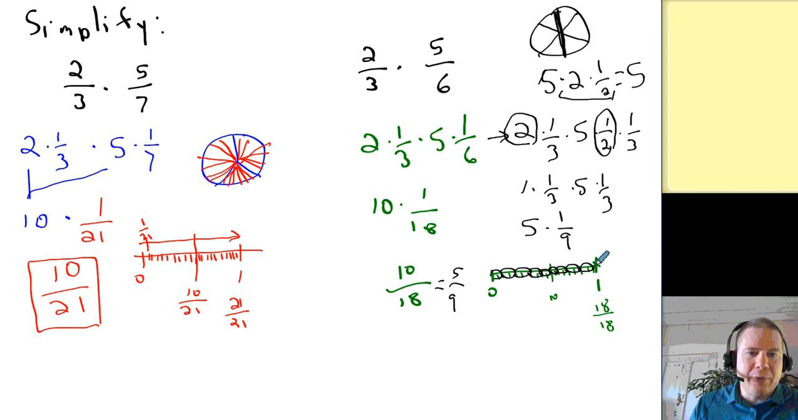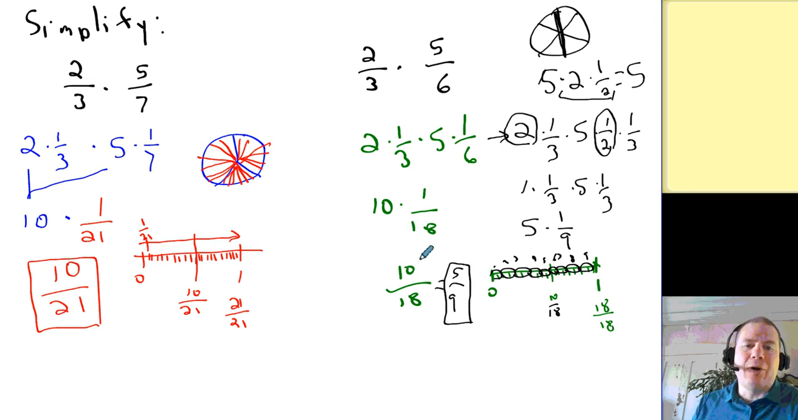All right, how many of these black circles did it take me to get exactly to 1? 1, 2, 3, 4, 5, 6, 7, 8, 9. And how many black circles did it take to get to my 10/18ths? 1, 2, 3, 4, 5. 5/9 is equivalent to 10/18ths. How do we get from here to here? We recognize that 10 is 5 times 2 and 18 is 9 times 2. I'm doubling and I'm halving.